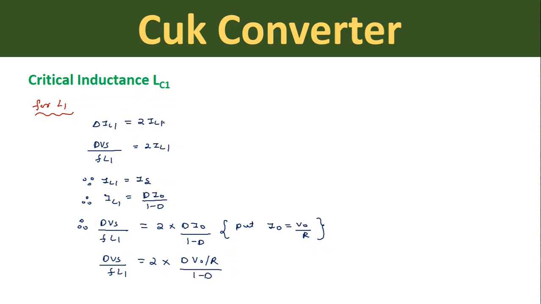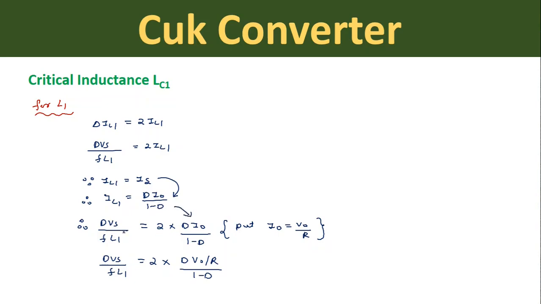This IL1 is the average value for the inductor current. So in this equation we will put the del IL1 equation, we will get D into Vs divided by F L1 is equal to 2 IL1. In the circuit diagram we have seen that the IL1 current is equal to the source current. So we will put IL1 is equal to Is in this equation, and therefore IL1 will be equal to D into I0 divided by 1 minus D, because Is is equal to D into I0 divided by 1 minus D, which we have already derived. Now we will put this equation here.